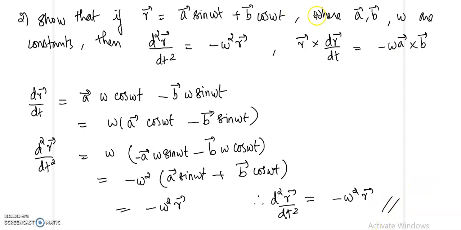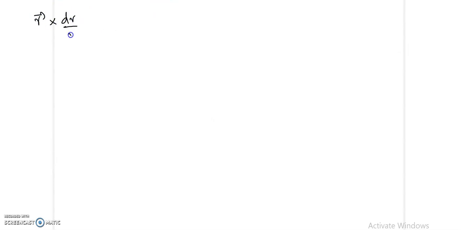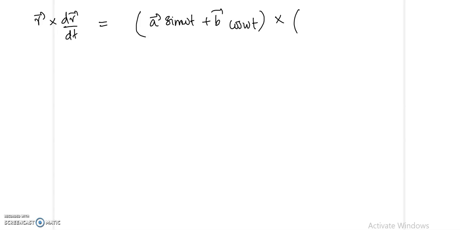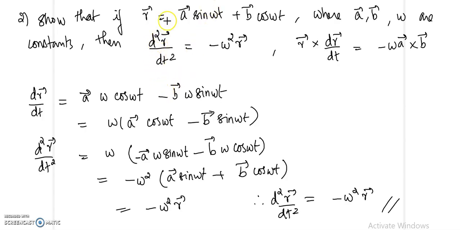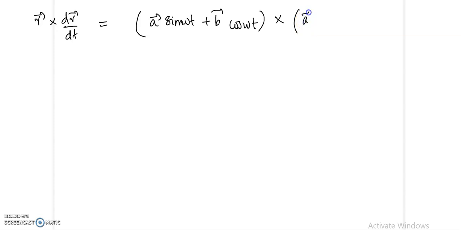Now next you need to find r cross dr by dt. So r cross dr by dt, where r is a sin omega t plus b cos omega t, cross dr by dt, which will be a omega cos omega t minus b omega sin omega t. Now we need to take the cross product of these two.